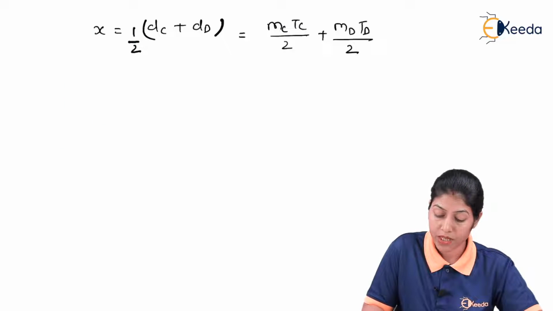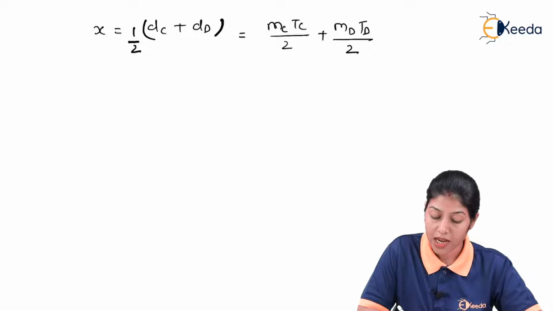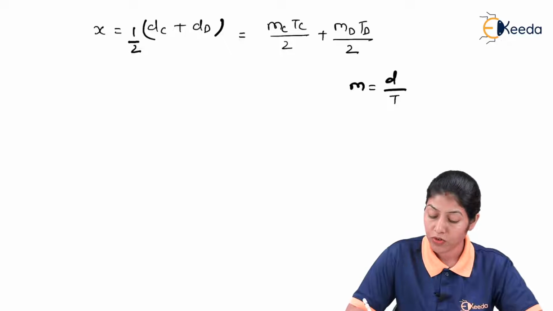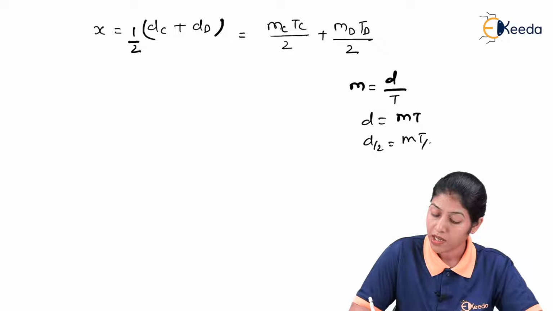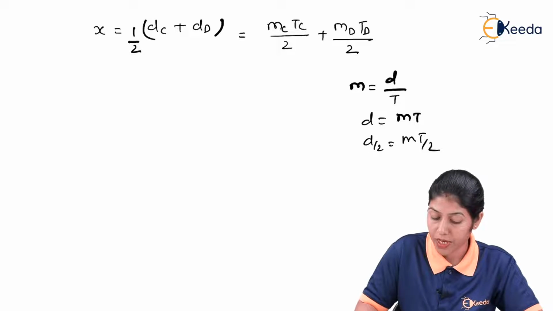So this equation will be x equals 1 by 2 (DC plus DD), where DC and DD are the diameters of gear C and gear D, and DC by 2 or DD by 2 is representing the radius of gear C and gear D. So that is equal to, in terms of module, M equals D by 2. The same term will be D equals MT, or D by 2 will be MT by 2. So this equation for both the terms C and D will be MC TC by 2 plus MD TD by 2.